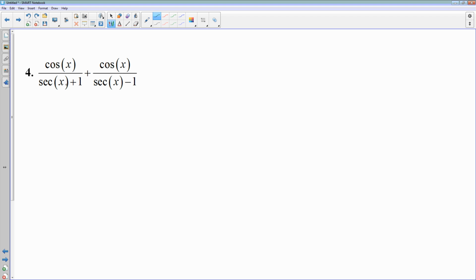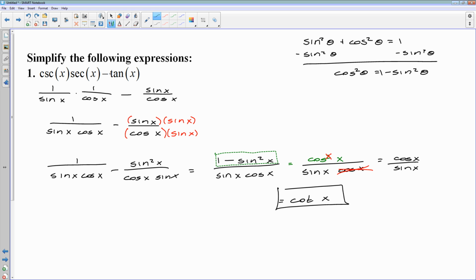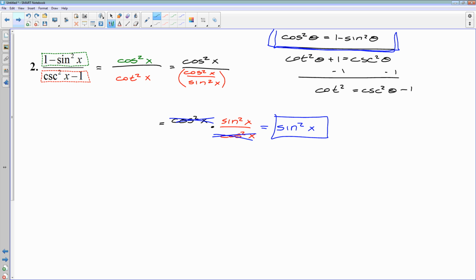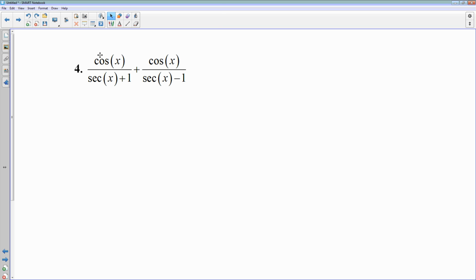Let's try this one. I haven't tried this one yet either. We have two different fractions. We actually ran into that earlier. If we go back and look at number 1, I changed the way this was written and I had two different fractions. And my solution to this was to get a common denominator. I'm going to do the same thing with number 4.